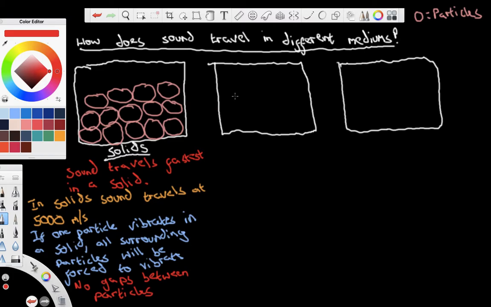Right then, the second one we need to look at are liquids. Now you should have learnt that in a liquid, the particles, although they are touching slightly, they're not arranged into any sort of arrangement. Okay, there are small gaps between the particles, unlike in a solid where we've got these clear layers. In a liquid, we don't have that. Okay, so in a liquid, sound travels at about 1,500 meters per second.